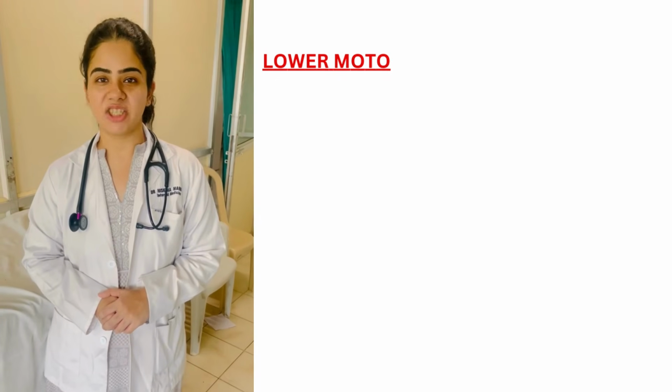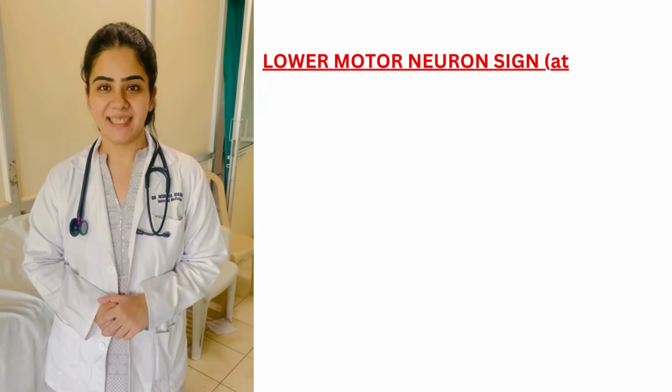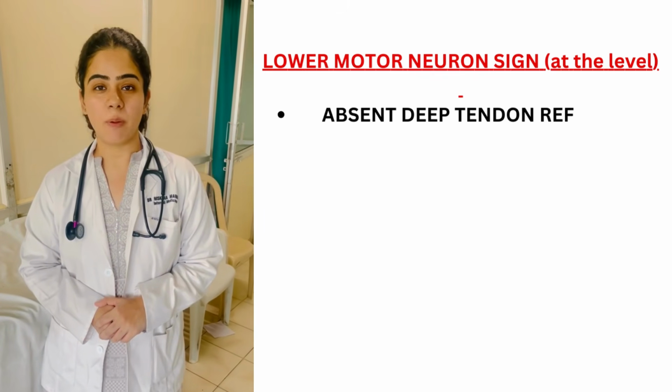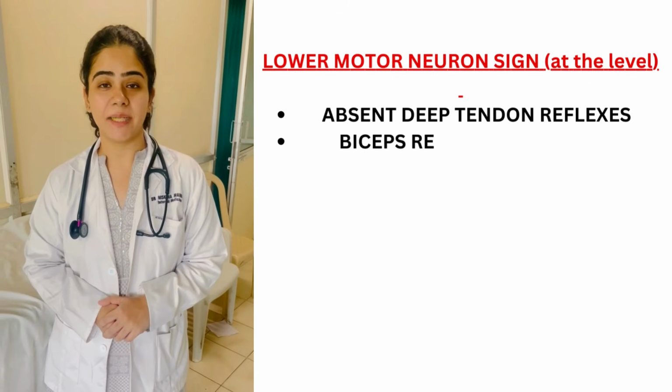As per the cardinal rules of cord compression, at the site of the lesion, we find lower motor neuron signs, that is absent deep tendon reflexes. And below the site of lesion, we find upper motor neuron signs, that is exaggerated deep tendon reflexes.